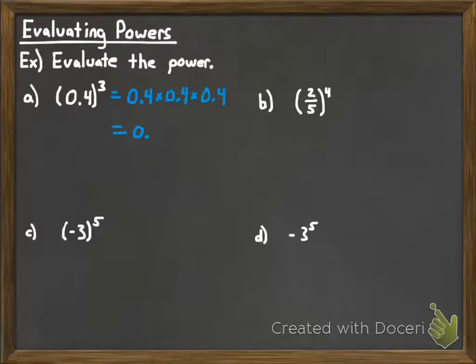That's 16 times 4 is 64. We know that that's going to give us a 64, and we know that we need 3 digits after the decimal place. So we're going to have to use a 0. 0.064 is what you get for 0.4 to the 3rd power.